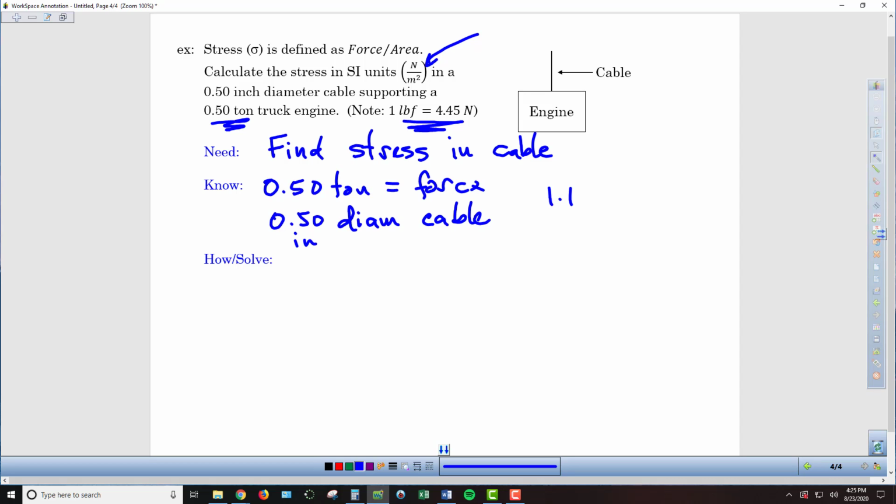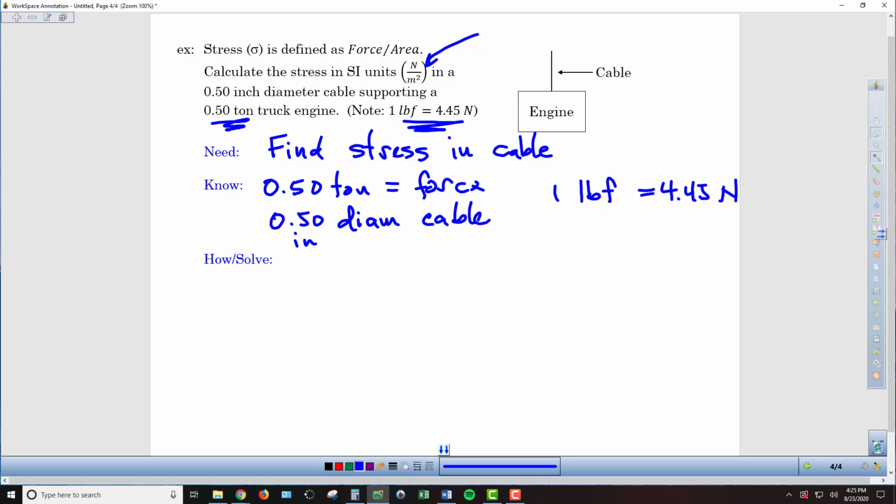So 1 pound force is equal to 4.45 newtons. And you'll notice that I'm writing it as 1 pound force because there is something called pound mass as well. We'll study that later. You'll probably cry real tears as a result. But that's all of our knowns, so now we want to figure out the solution to this.